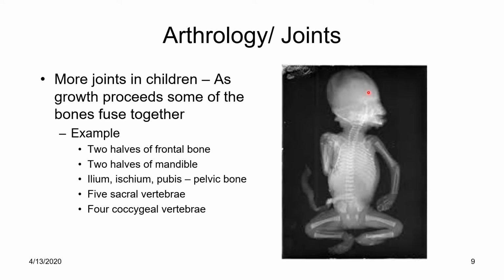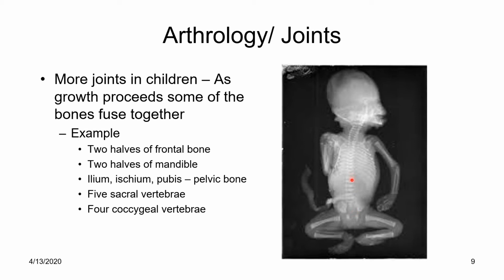There are two frontal bones in the children. As they grow, these two halves of the frontal bone will fuse and form the single frontal bone. Similarly, there are two halves of the mandible that will fuse and form the single mandible. Coming to the pelvic bones, there are three separate bones: the ilium, ischium, and pubis. As age advances, these three will fuse and form the single pelvic bone.